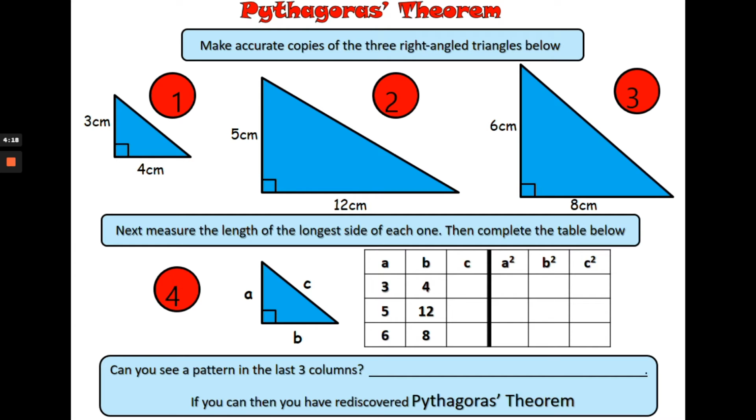Once you've done that one, I want you to square the numbers. If you think back to what squaring means, a squared means times by itself. So 3 times 3 is 9. 4 times 4 is 16. Take your missing length, C, and times it by itself and put it in C squared. So you just pause the video and I'll give you a few minutes just to work that out, please.